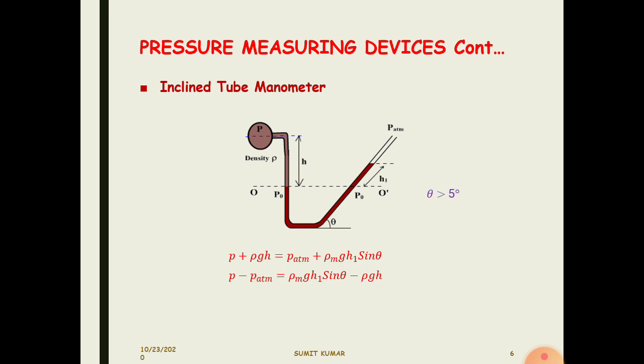If theta is small, a considerable magnification of the movement of the meniscus may be achieved. Angles less than 5 degrees are not usually satisfactory because it becomes difficult to determine the exact position of the meniscus.